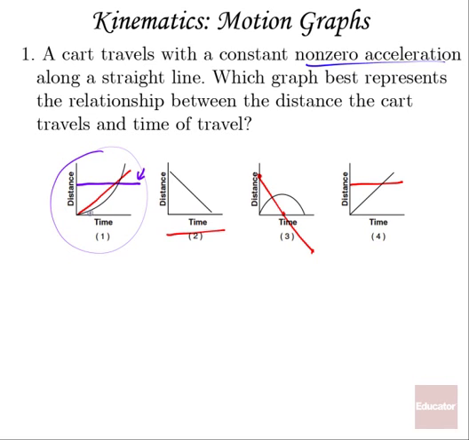Or as you look at this, you could think about it from the graph that you have a changing distance over time, and the rate at which your distance is increasing is increasing at a constant rate. So you could use that to solve it too. Regardless, the best answer there, number 1.